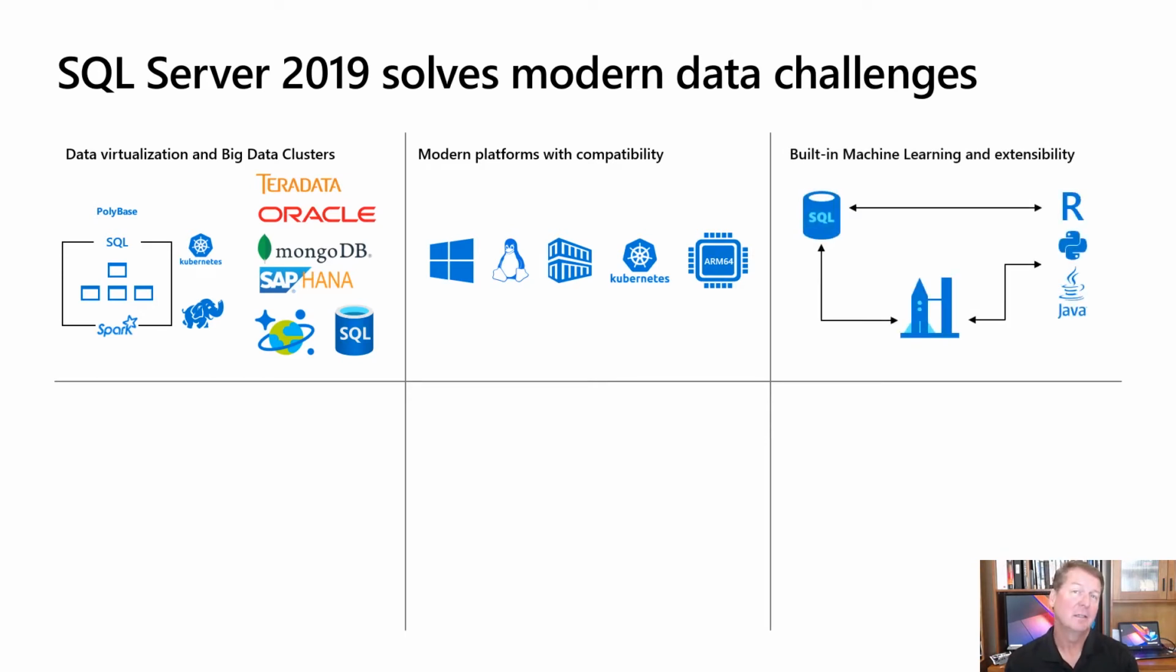And then finally, machine learning and extensibility have been part of our journey, starting with R in SQL 16 and Python in SQL 17. And we've extended that with Java now in SQL 19. And if people look at this particular diagram right here, they're wondering, can I really run R or Python on my SQL Server?